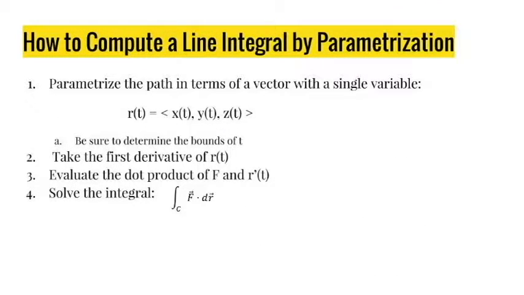The first step in computing a line integral by parameterization is to parameterize the path in terms of a vector with a single variable, r of t. Given the function in terms of a vector, simply take the first derivative of r of t and then dot it with f of r of t.